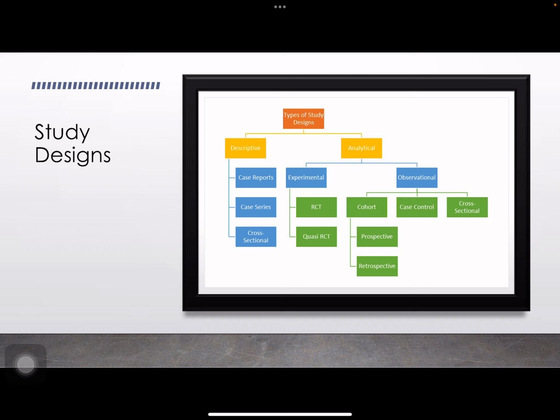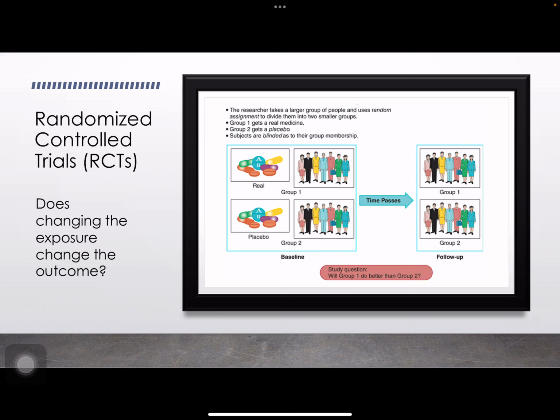This first study design we will discuss are randomized controlled trials, or RCTs. This is an experimental study design. In an RCT, we are basically asking if changing the exposure changes the outcome. And the exposure is manipulated by researchers. Study subjects for the intervention and control groups are randomly chosen, and usually the participants or the researchers, or both, are blinded, meaning they don't know who is in which group. Random assignment and blinding both help eliminate sources of bias.